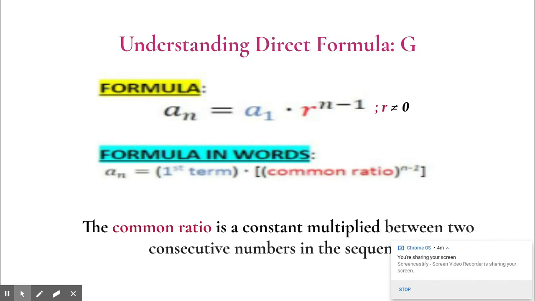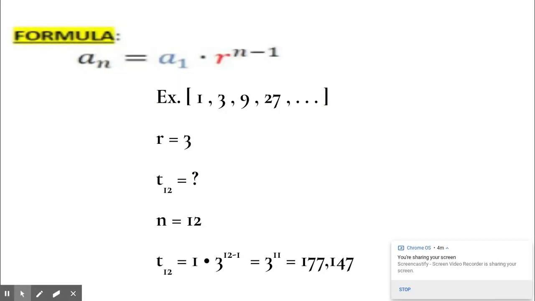Now let's understand the direct formula for geometric sequences. The formula says that the first term multiplied by the common ratio raised to the power n minus 1 will give us the nth term. Using this formula, we know our ratio is 3, our n value is 12, and our first term is 1. When we plug those all in, we get 3 to the 11th as our answer, which is also equal to 177,147.